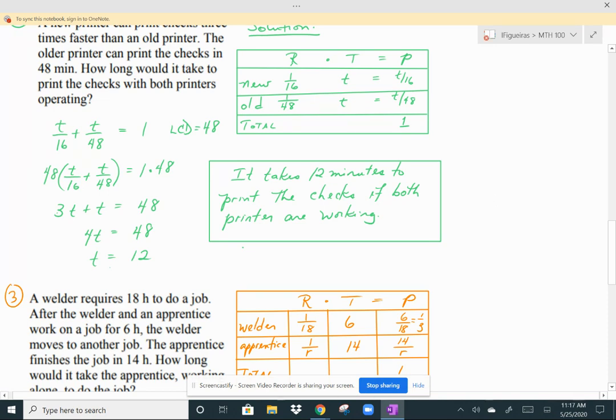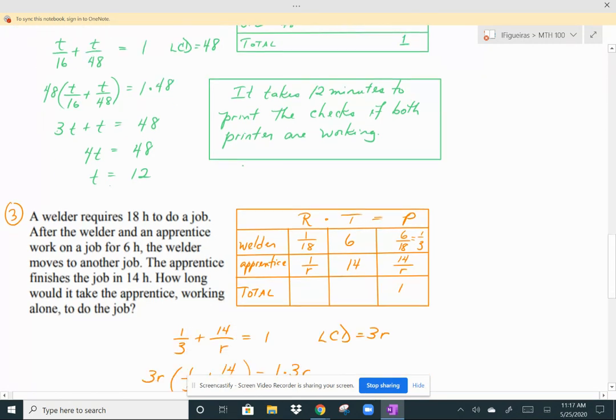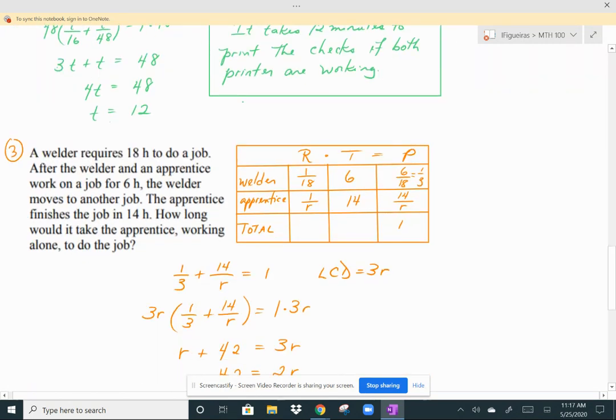Okay, let's do another one. Here, different information is given, so we'll be solving for something other than time. So it says a welder requires 18 hours to do a job. After the welder and an apprentice have been working on a job for 6 hours, the welder moves to another job. The apprentice finishes the job in 14 hours. How long will it take the apprentice working alone to do the job?